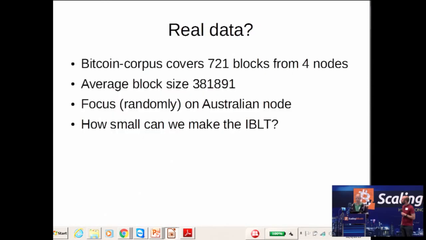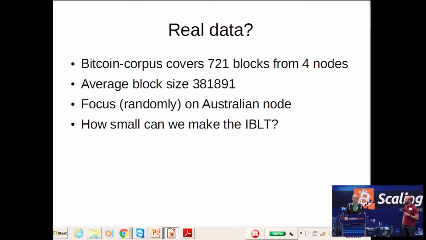Now, we want to see what happens when IBLT is used in a real world scenario. So we used Rusty's Bitcoin Corpus project that covers 721 blocks from 4 different nodes. The average block size in this set is 380K. And we will only focus on the Australian node in this set right now.